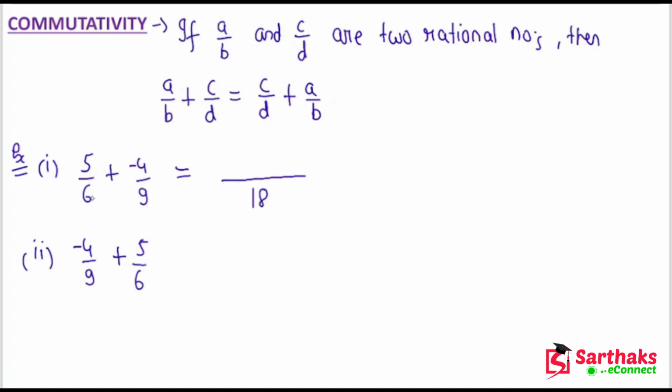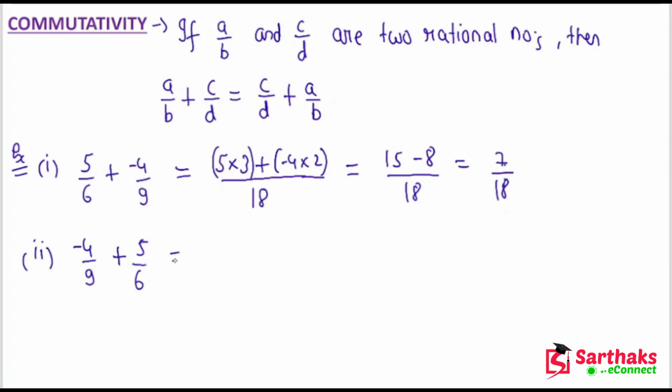Now to make 6 into 18, we have to multiply 6 by 3. So we have to multiply 5 also by 3. So we can write 5 into 3 plus, to multiply 9 by 2, we have to write minus 4 into 2. Why? Because 9 into 2 is 18. So we will get 15 minus 8 upon 18, which is 7 upon 18. So we got 7 upon 18 by adding 5 by 6 and minus 4 by 9.